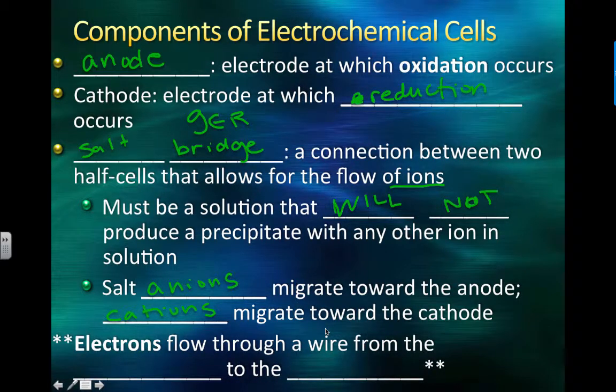The electrons then flow through the wire from the anode to the cathode. And to remember the direction that the electrons move, we use this mnemonic device, fat cat. Do you have a fat cat at your house? I have a fat cat at my house. So that means electrons flow from the anode to the cathode. Fat cat.